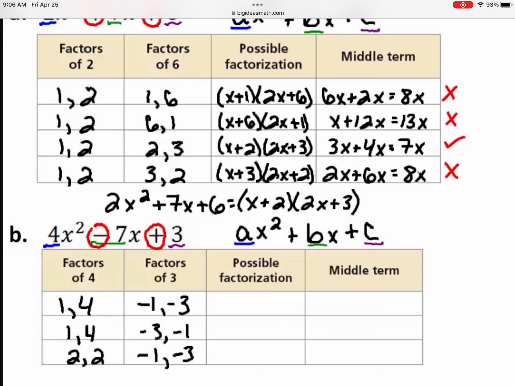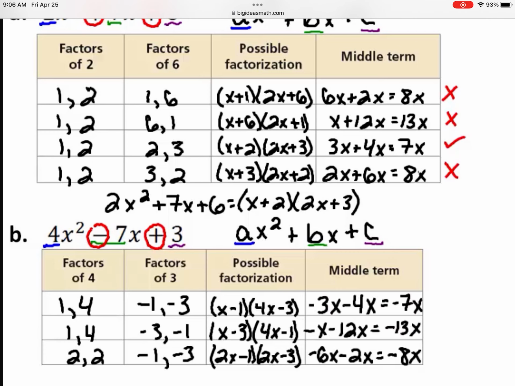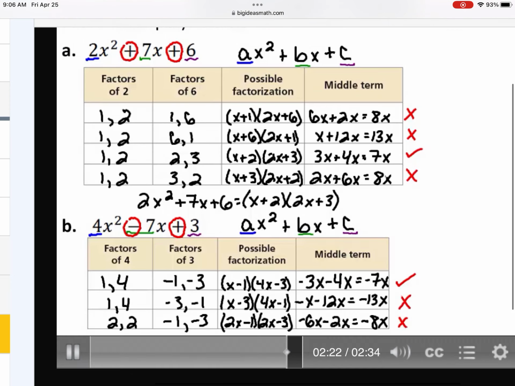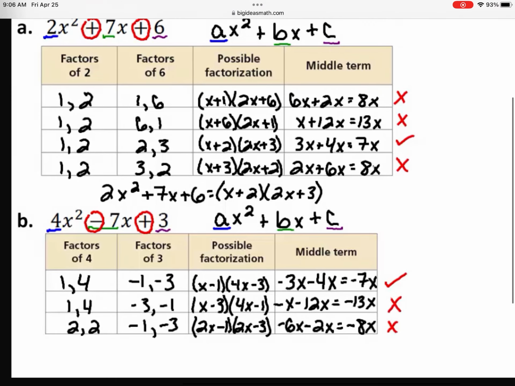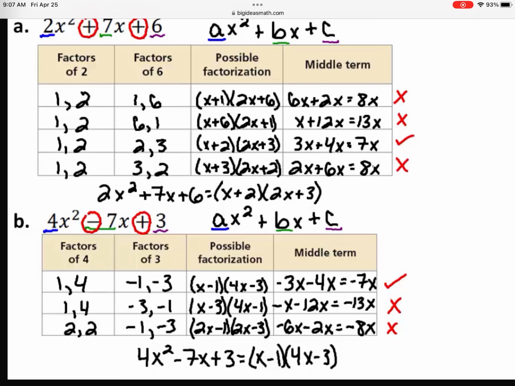The possible factorizations are the quantity x minus 1 times the quantity 4x minus 3, the quantity x minus 3 times the quantity 4x minus 1, and the quantity 2x minus 1 times the quantity 2x minus 3. The only possible factorization that produces a middle term of -7 is the quantity x minus 1 times the quantity 4x minus 3. So 4x squared minus 7x plus 3 factors as the quantity x minus 1 times the quantity 4x minus 3.